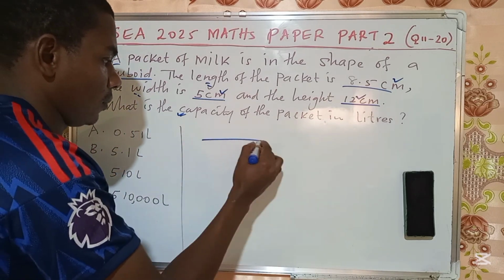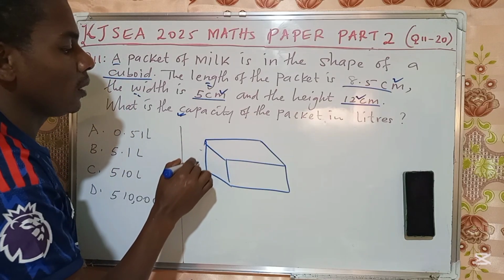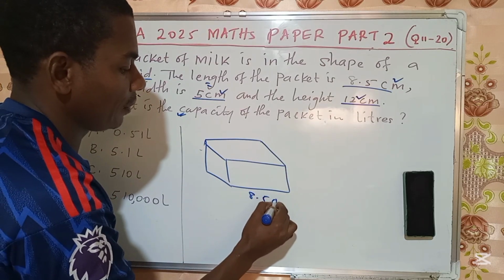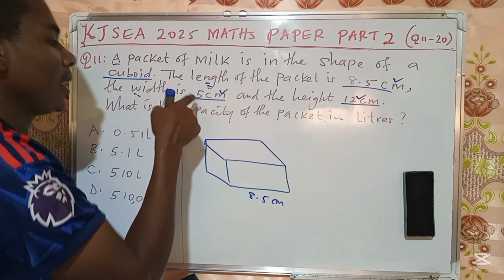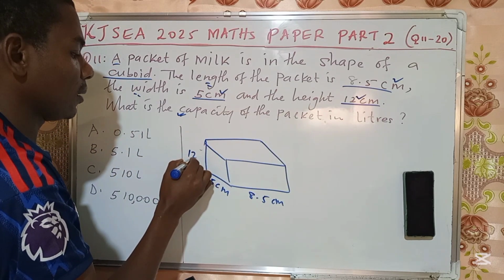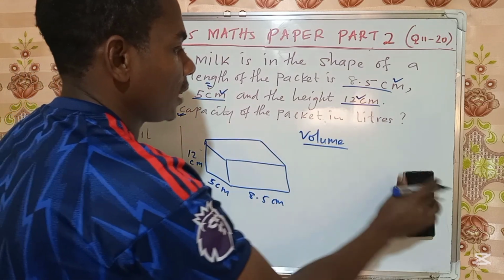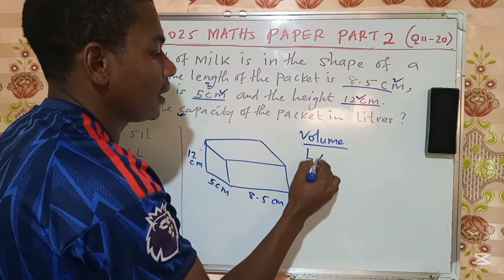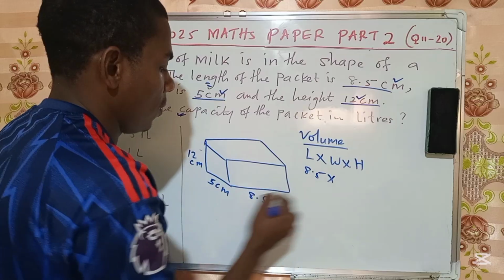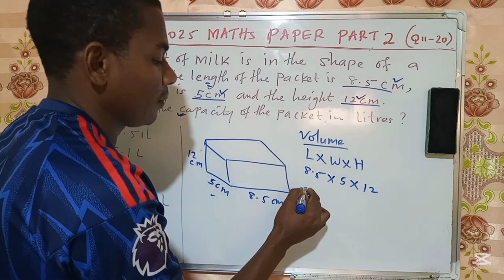So first, this is the shape of that packet. The length is 8.5 centimeters, then the width is 5 centimeters and the height is 12 centimeters. The first thing, let's find the volume of this packet. The volume is length times width times height. The length is 8.5, width is 5 centimeters, and the height is 12 centimeters.